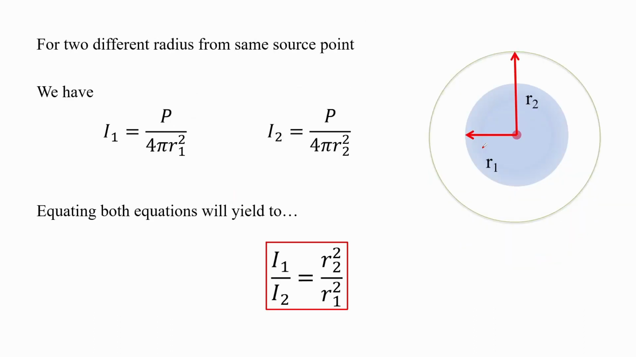In this scenario, the sound waves propagate spherically, producing two concentric circles viewed in a two-dimensional plane. So, there are two intensities based on the difference of distances, but the power remains the same. Equating the two expressions, the ratio of intensities is equal to the inverse of the distances squared.